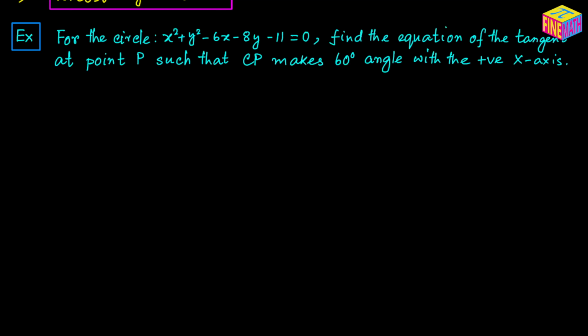So here the point P is located in such a way that the radius drawn through that point would make a 60-degree angle with the positive side of the x-axis. And of course C is the center of the circle. So let's get started with the solution.